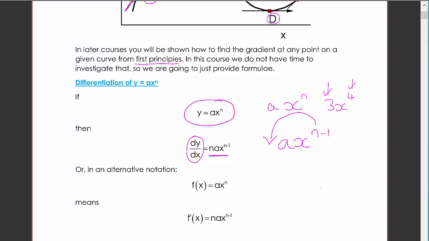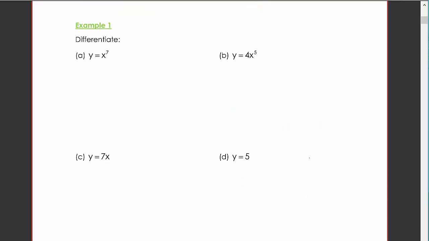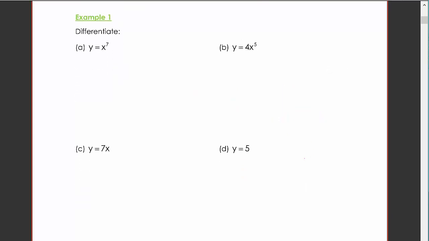There's alternative notations. If you call the function f(x) instead, then when you differentiate, you get this f'(x). And the reason that there are different notations is historical, and I'll talk about that briefly in class. So let's go to the first example.